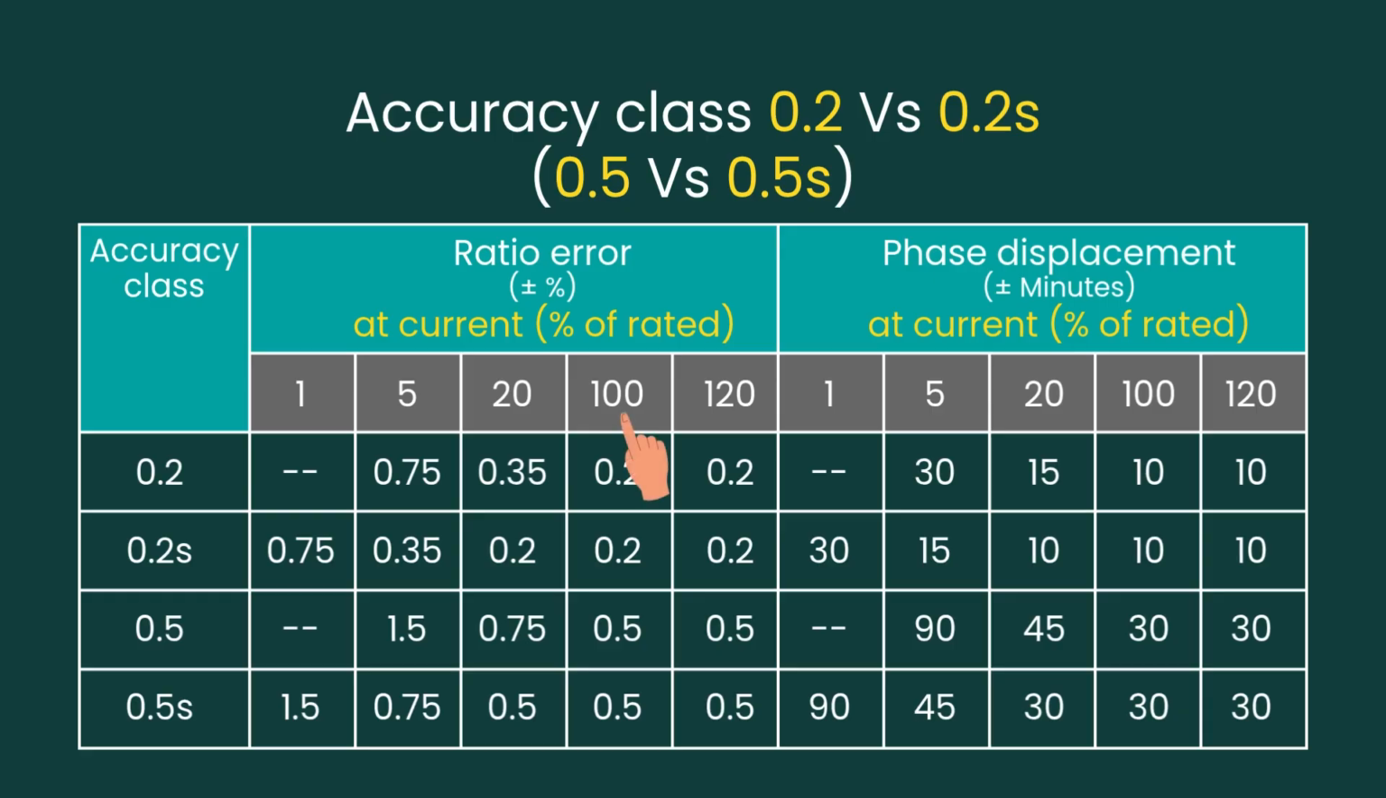At 100% and 120% of rated current, 0.2 and 0.2s CTs, and similarly 0.5 and 0.5s CTs, have the same accuracy limits. However, 0.2s and 0.5s class CTs maintain that high accuracy down to 20% of rated current, which is not required for standard 0.2 and 0.5 classes. At 5% of rated current, 0.2s and 0.5s CTs are more accurate than their standard counterparts. Another key difference is that 0.2s and 0.5s class CTs are guaranteed to maintain their specified accuracy down to 1% of rated current, whereas standard classes, like 0.2 or 0.5, are not.